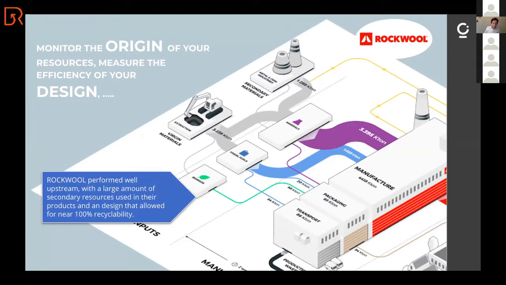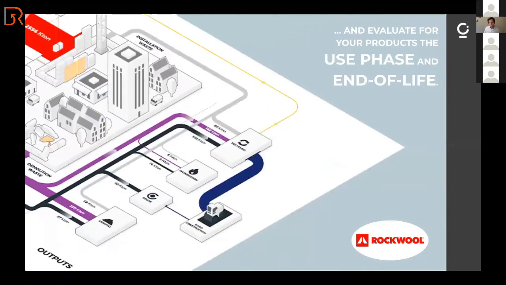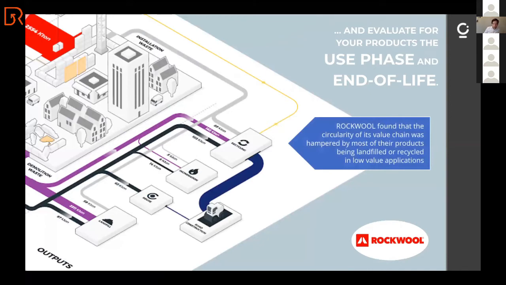So they were performing quite well upstream, but then at the end of life, they really arrived at some issues. They found that the circularity of the value chain really was hampered by the fact that a lot of their products at the end of life, so after the demolition of a building or a piece of infrastructure, a lot of that materials were actually being landfilled or recycled in low value applications, that is laying the foundation, being part of the foundation of new road constructions. And that really brought them very low down in the metric.